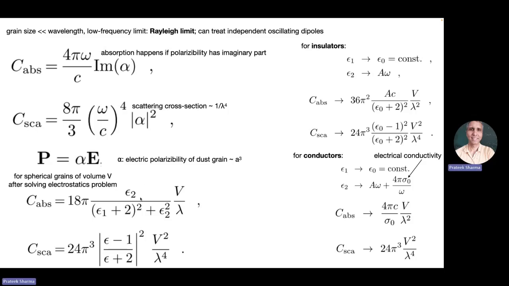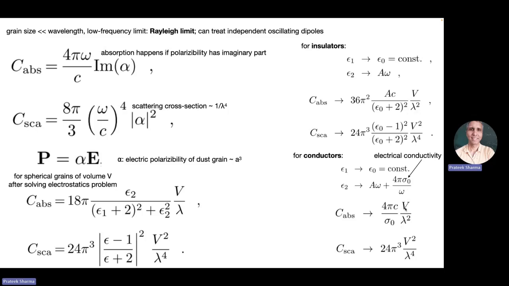The epsilon 2 goes like a omega for insulators. And if you plug that in here, for insulators, dissipation is small. It does not dissipate much. If you plug that in, what you get is the absorption cross section and scattering cross section go like this. For conductors, there is a different form for epsilon 2 because of this electrical conductivity. We are not going to go into the details. Let me just show you the final expression.